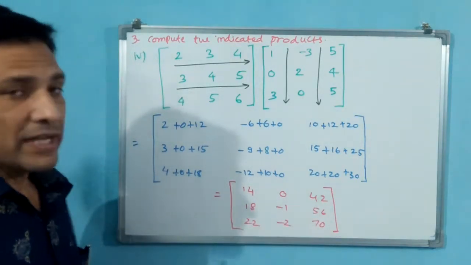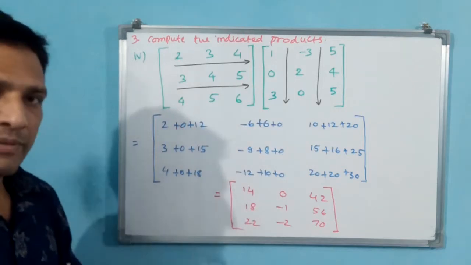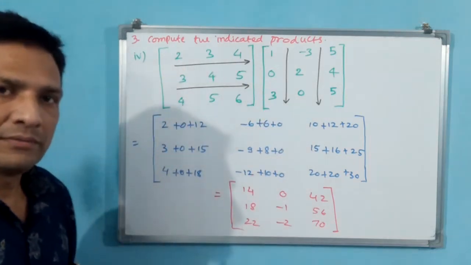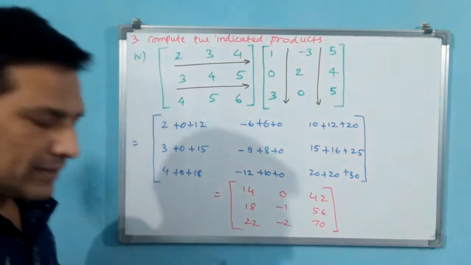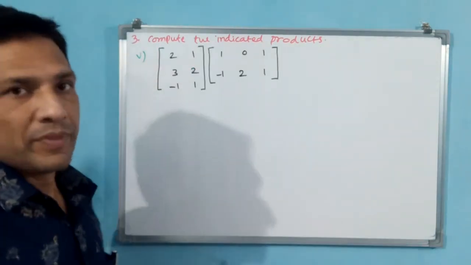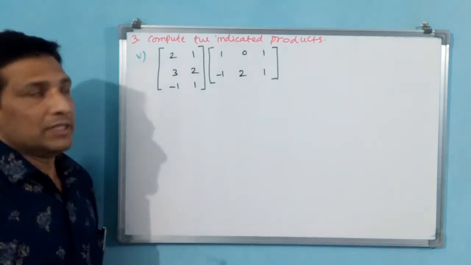You see 3 by 3 only has come. Why? Because both are 3 by 3, 3 by 3. Both are 2 by 2, 2 by 2. Like that will come. Let us go for the fifth part. You see the fifth part of this third question.